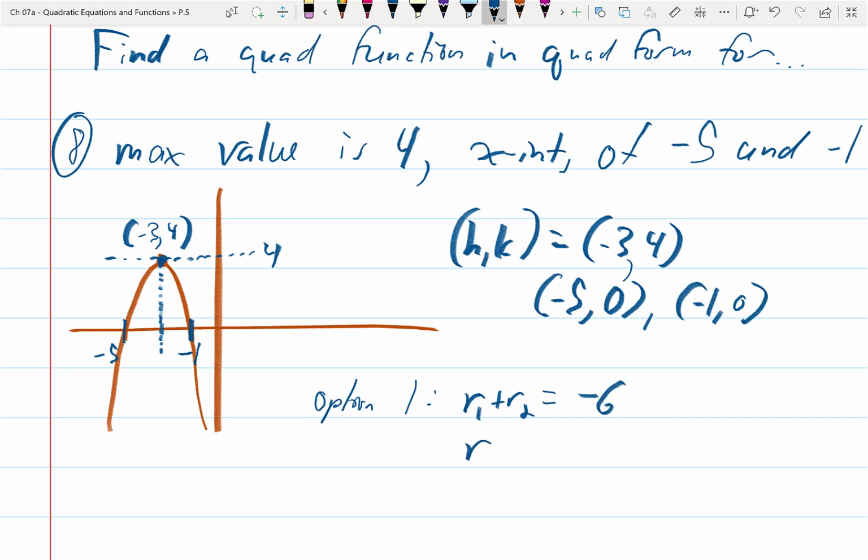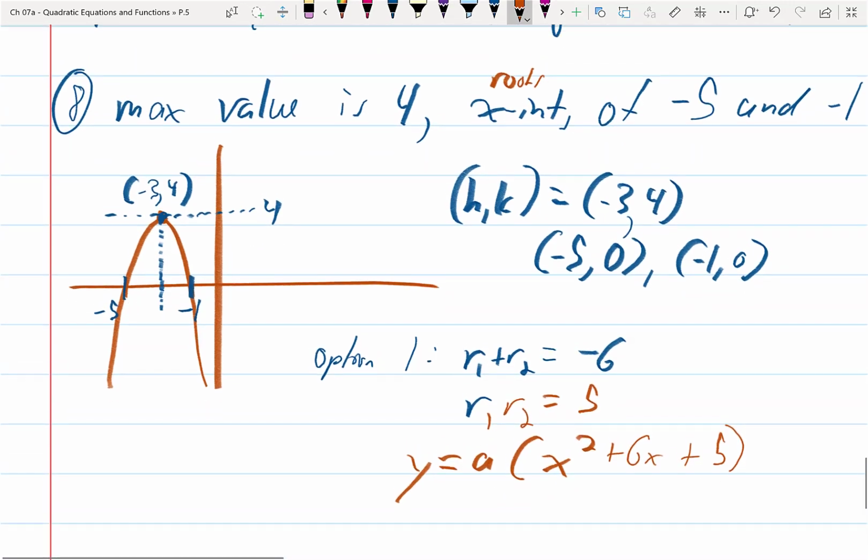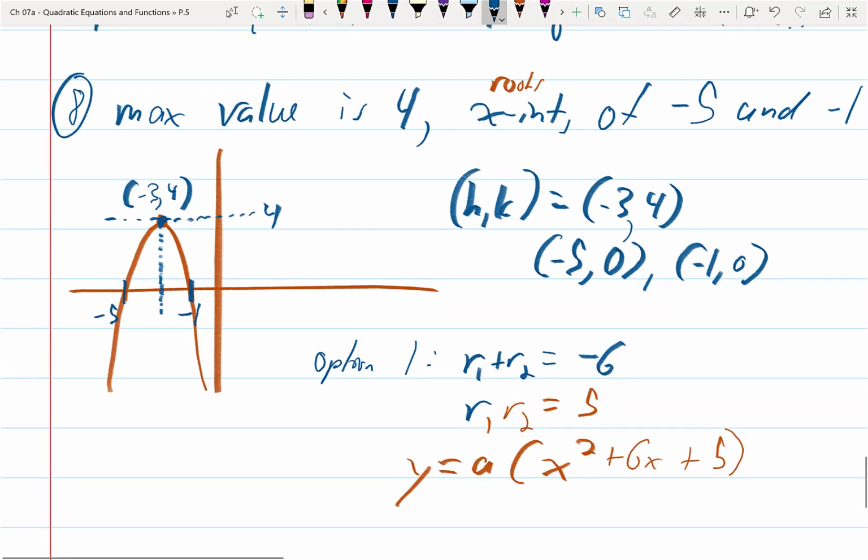The roots, the x-intercepts, the zeros. Remember, -6. What's R1 times R2? 5. So I know that y is equal to a x squared minus the sum times x plus the product. The only difference is I can't just pick any arbitrary a value now. I have to solve for what the a value for this particular one actually is.